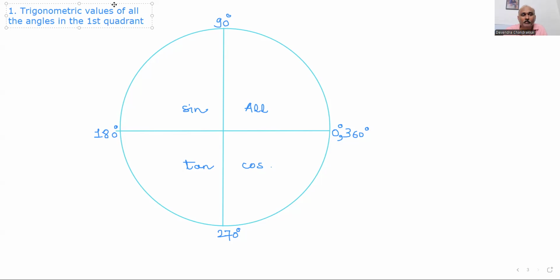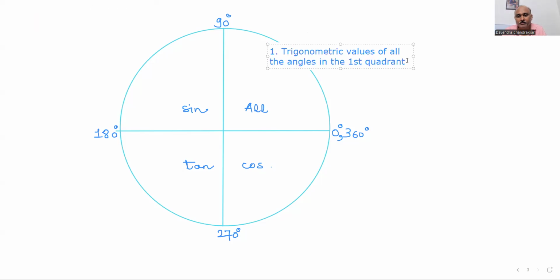Trigonometric values of all the angles in the first quadrant are positive. इसका मतलब क्या हुआ बेटा? Sine of all the angles between 0 and 90, cos of all the angles between 0 and 90, tan of all the angles between 0 and 90, मैं भी sin tan cos की बात कर रहा हूं, ठीक है? Is positive. So sine 45 degrees, sine 60 degrees, sine 30 degrees, sine 15, sine 18, sine 19, sine 36, all these are positive. Understood?